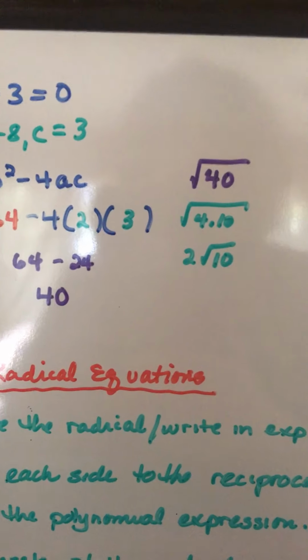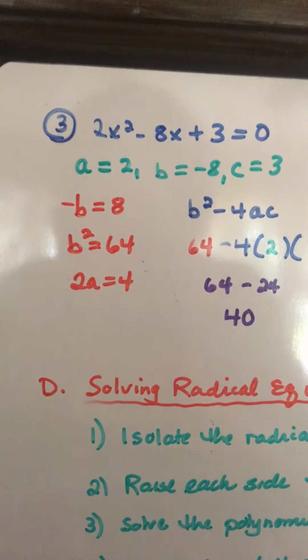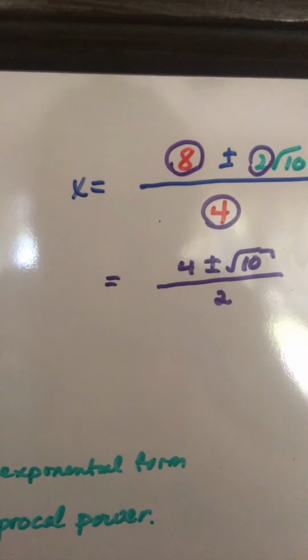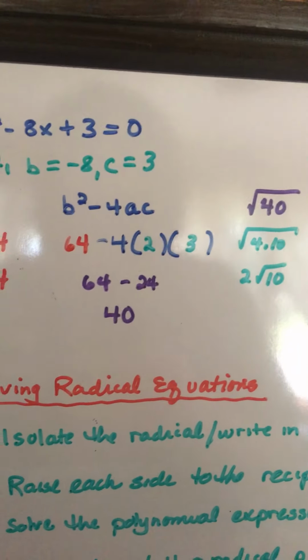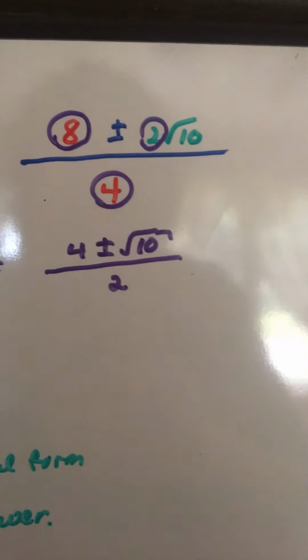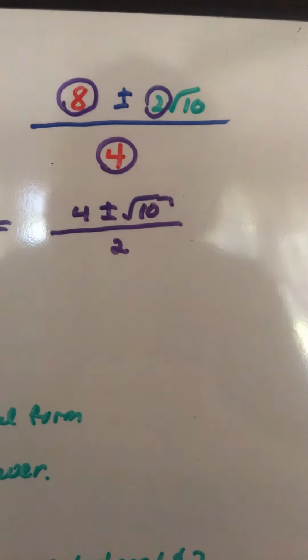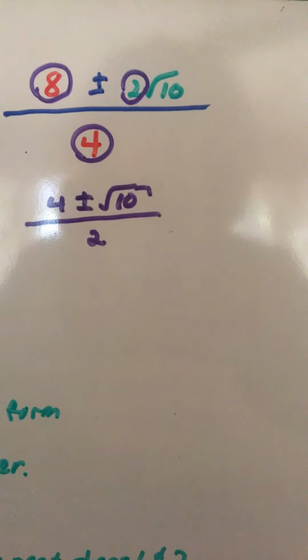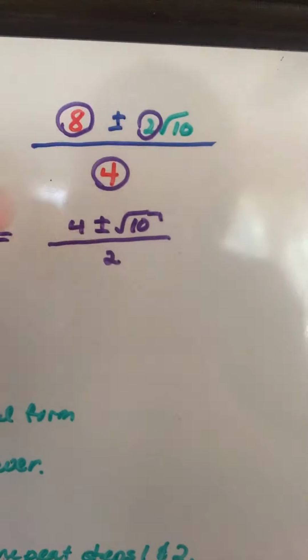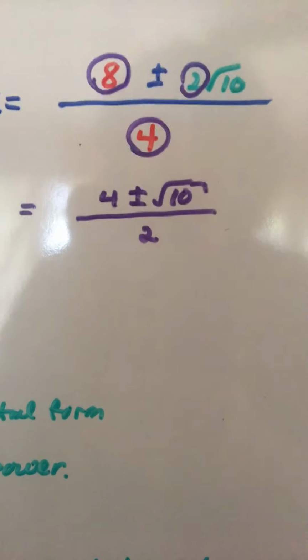40 is 4 times 10, so the square root is 2 root 10. So negative b is 8, so I put in my 8. The square root of b squared minus 4ac is 2 root 10, so it's there. Twice a is 4. Again, I created one where all the outside numbers reduce. And there's my final answer, and we usually leave it like that.